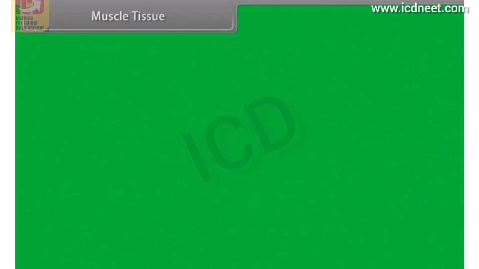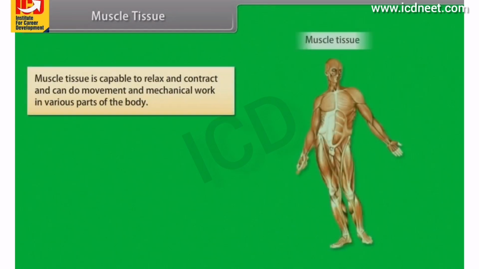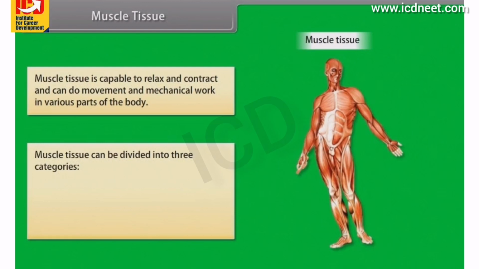Muscle tissue. Muscle tissue is capable to relax and contract and can do movement and mechanical work in various parts of the body. Muscle tissue can be divided into 3 categories: skeletal, smooth, and cardiac.